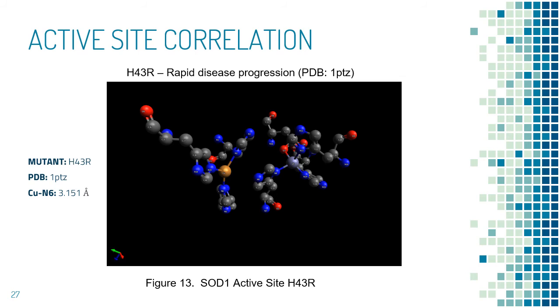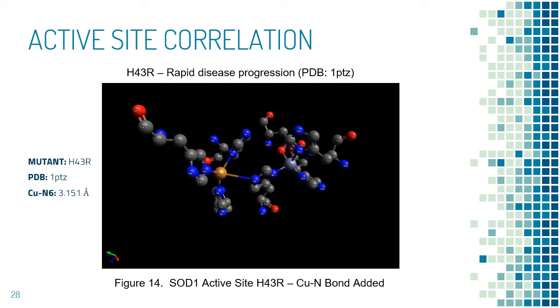But here's what happens when we get to a rapidly disease-progressing mutant, H43R. Now the model's not even loading up with the copper and the nitrogen coordinated to one another. So we've now reached a 3.151 angstrom distance, and the correlation is starting to show something, where this distance is starting to become related to the actual disease progression. So I was kind of excited to see what's going to happen on the most progressive disease mutant, which we'll show next.